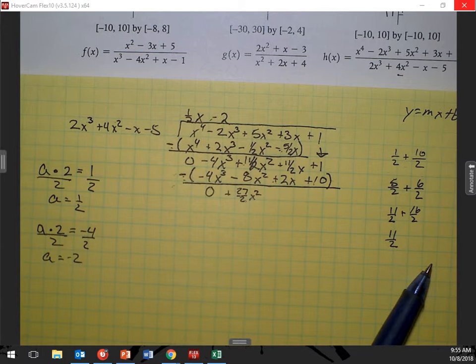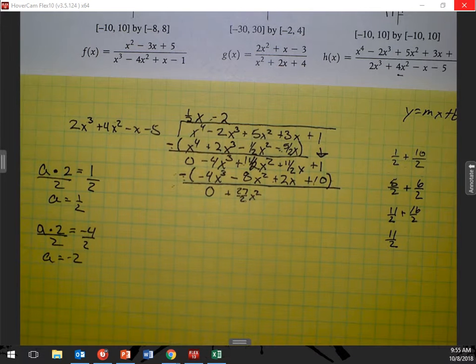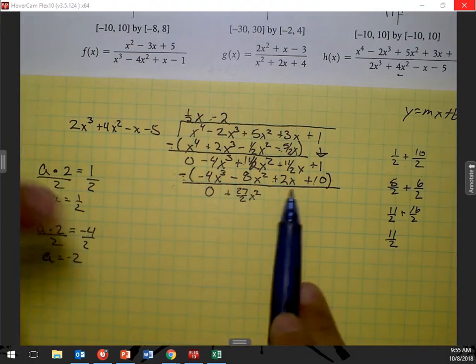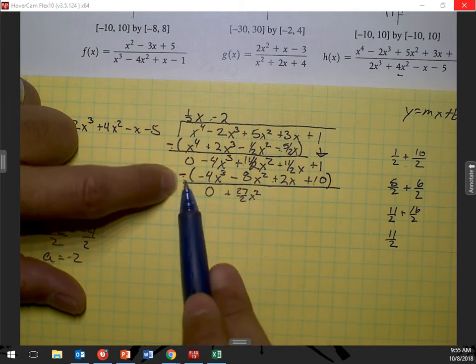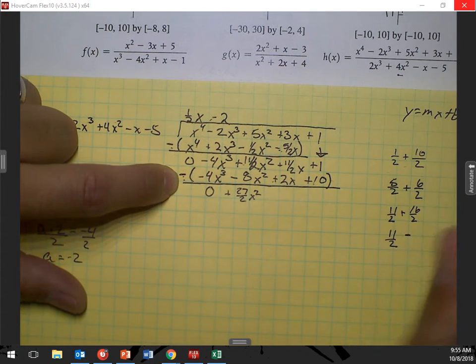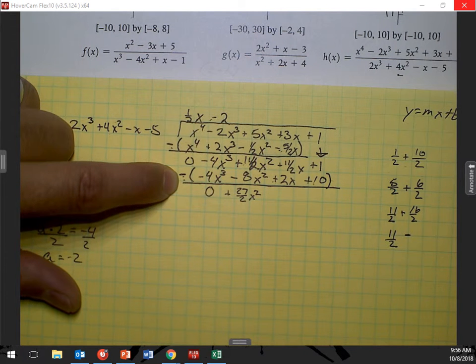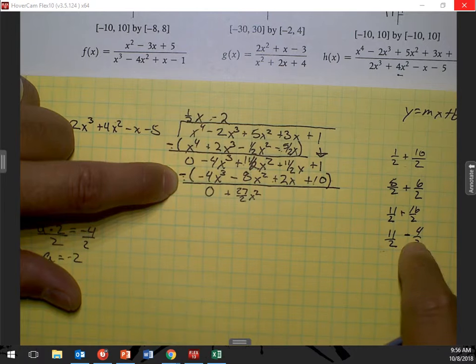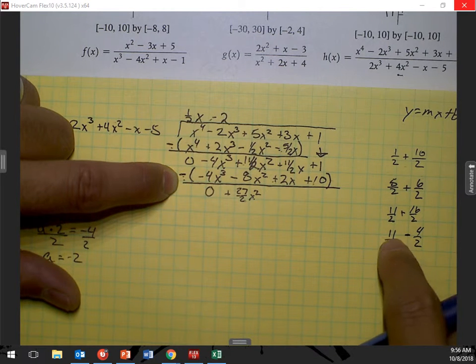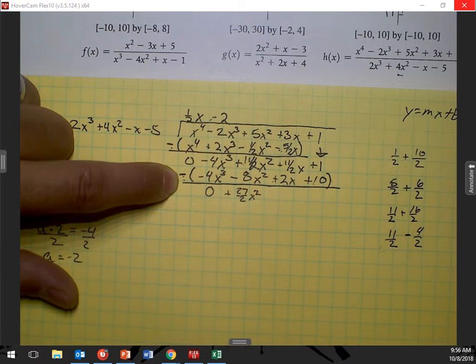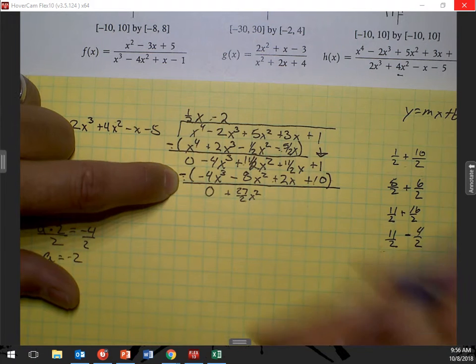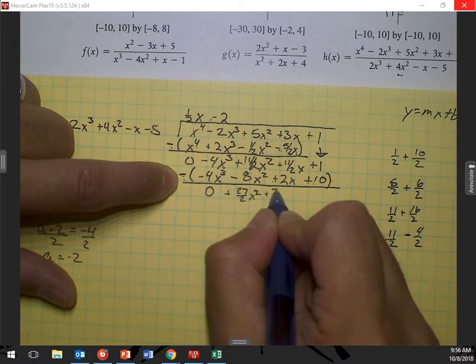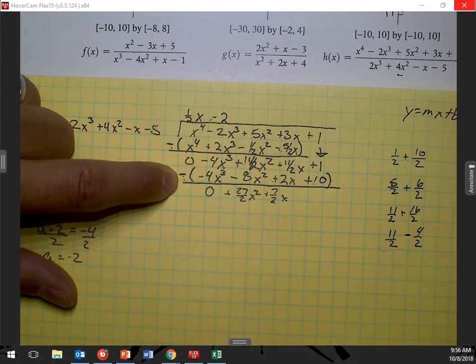Okay, all right, we're back to here. So I have my 11 halves, right? My 11 halves, and since this makes it a minus, then it's going to be a minus. What's that going to become? 4 halves. Which is going to give me, how many? You say 9? Sorry, 7. 11 minus 4 is 7. So which one's bigger? Yeah, it's positive, right? Okay, good. So it's going to be a positive 7 halves x.